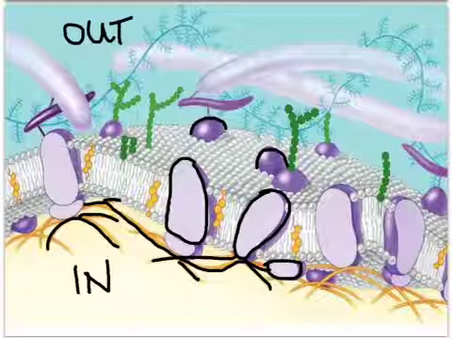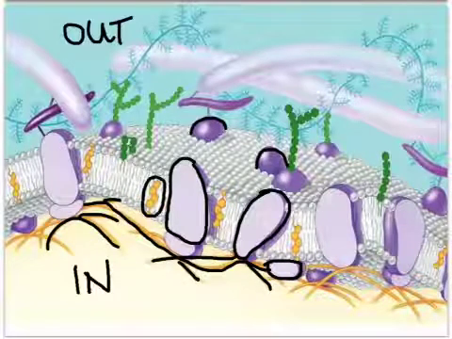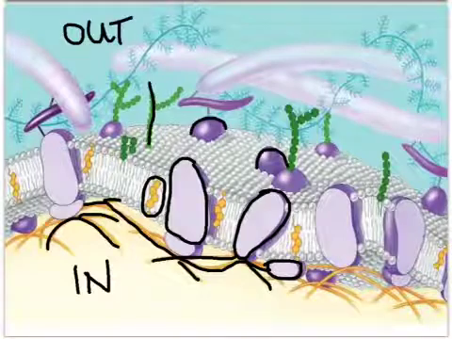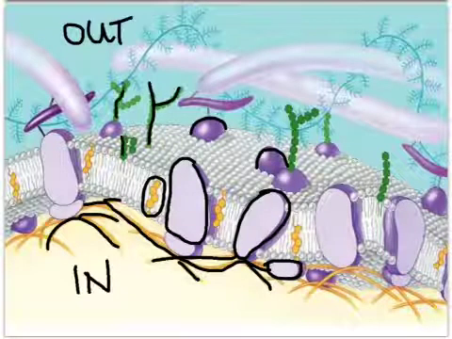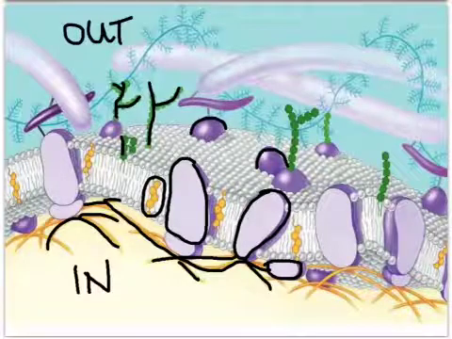We're also going to talk about a few other things. We're going to talk about these molecules here, cholesterol molecules. We're going to talk about these carbohydrate chains as well. But this is typically a structure of the phospholipid bilayer that I'm going to keep on coming back to.